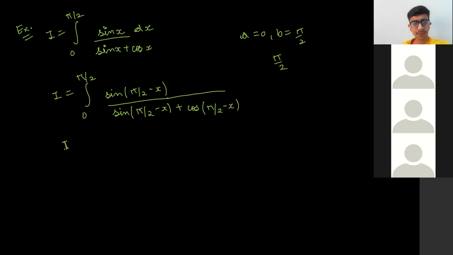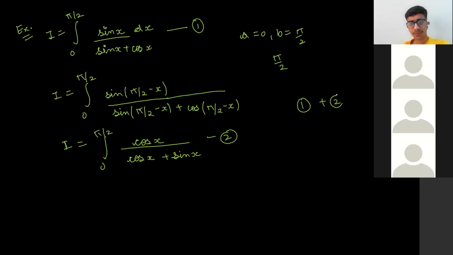So this particular I will be equal to integral 0 to pi by 2. Sine of pi by 2 minus x is cos x, divided by sine of pi by 2 minus x, again cos x, plus cos of pi by 2 minus x, which will be sin x. Let's say this is equation 1, this is equation 2. I am adding 1 and 2. So I plus I comes out to be 2I. 2I is equal to integration of 0 to pi by 2. Since the limits are the same, I can add these functions. So it will be sin x plus cos x divided by sin x plus cos x dx. Any doubts till this step?